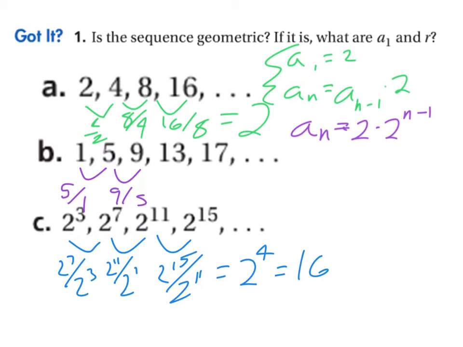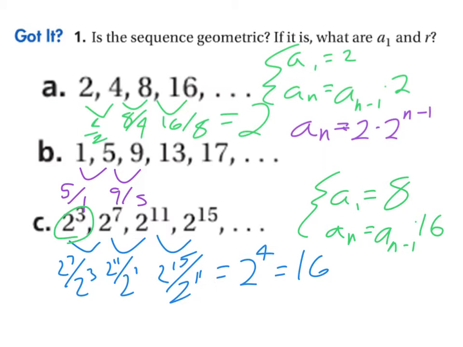So we could write a recursive formula for that. A sub 1 is 8, and again that's 2 to the 3rd power, which is 8. A sub n would be a sub n minus 1 times 16, because again that's the common ratio. The explicit form would be a sub n equals 8 times 16 to the n minus 1 power.